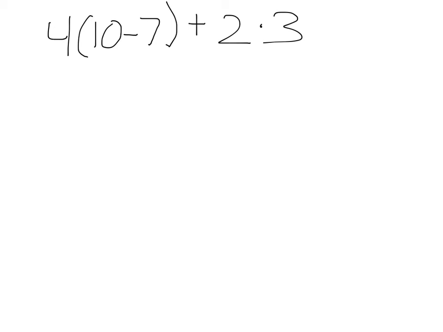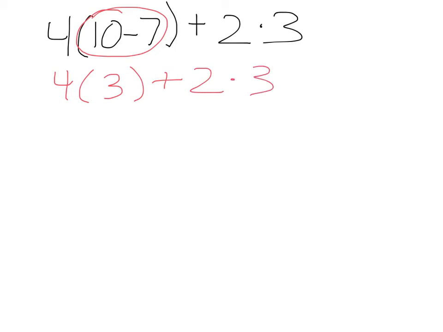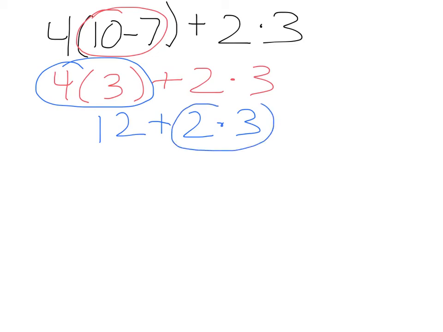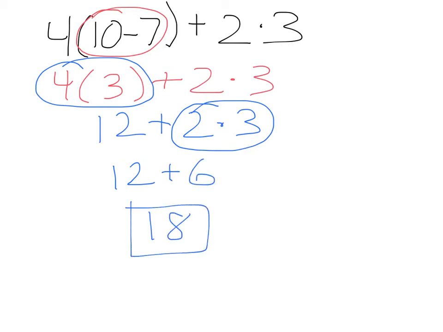All right, well let's see how you did. You should have done what was in the parentheses first. So this becomes 4 times 3 plus 2 times 3. I'll do the 4 times 3 next, because that comes first. That's 12 plus 2 times 3. And I'm going to jump over to the 2 times 3 to give me 12 plus 6, which should have given me 18. Raise your hand if you got 18.